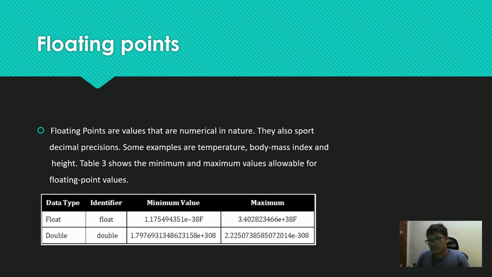The data types are float and double. See the picture. These are values like 1.11 and so on. Float, double. This is in C++. You can see this in the C++ code.